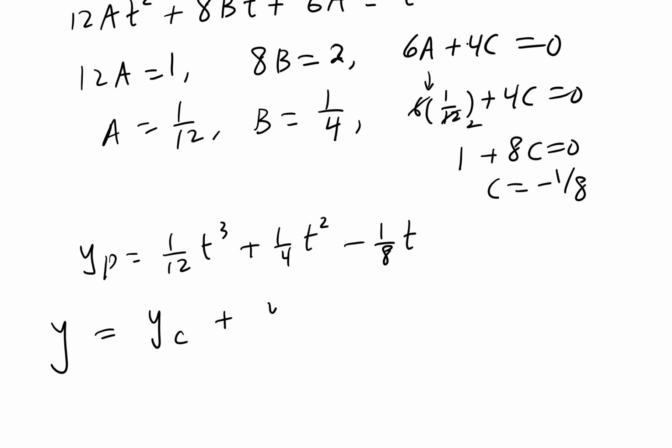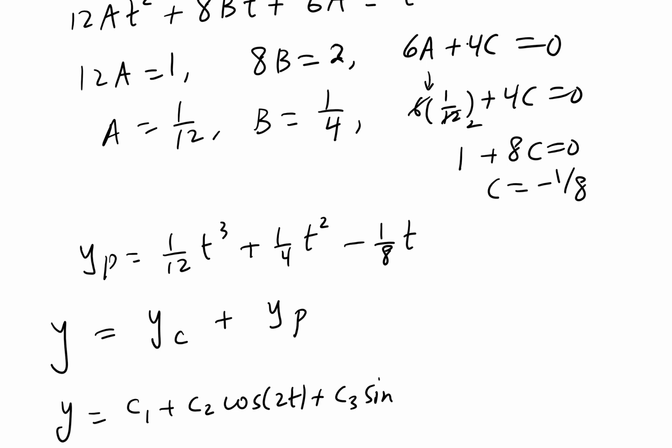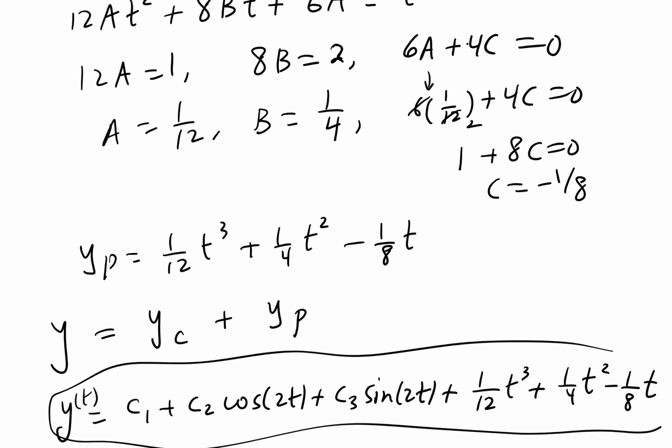y complementary plus y particular. Y complementary was c1 plus c2 cosine 2t, as far as I remember, plus c3 sine 2t, and the particular we just found: 1/4 t squared minus 1/8 t. See? Interesting, right? But remember, this is only y, or y of t. If you like to put y of t, that is fine. This is just y.